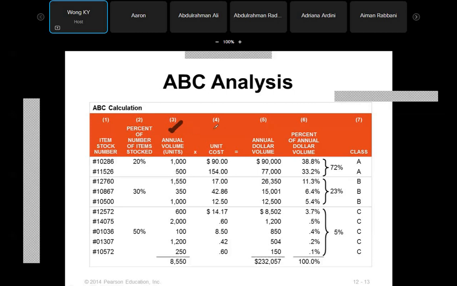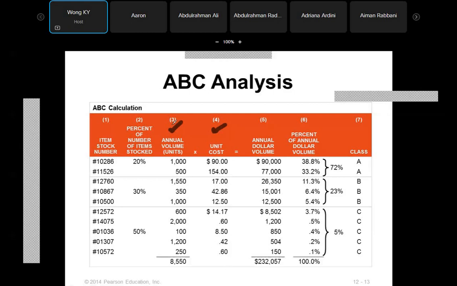Right? Okay. And then column 4 will also be given. This is the value of the cost of the inventory items. It's the unit cost. Unit cost means cost per unit, or the value per unit for each inventory item. So for inventory item 1, the cost per unit is $90. For item 2 it is $154, and so forth.